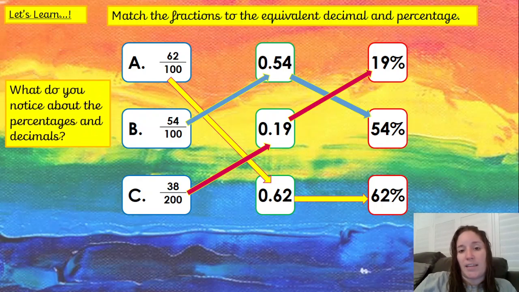If you look carefully at the decimals and the percentages, what do you notice? So here you've got 0.54 and 54%, 0.19, 19%, 0.62 and 62%. So the decimal is out of 100. If it was 100, it would give us one whole. So this is 19 parts of 1. So it's 19 hundredths, which is the same as 19%, because 100% is a whole.